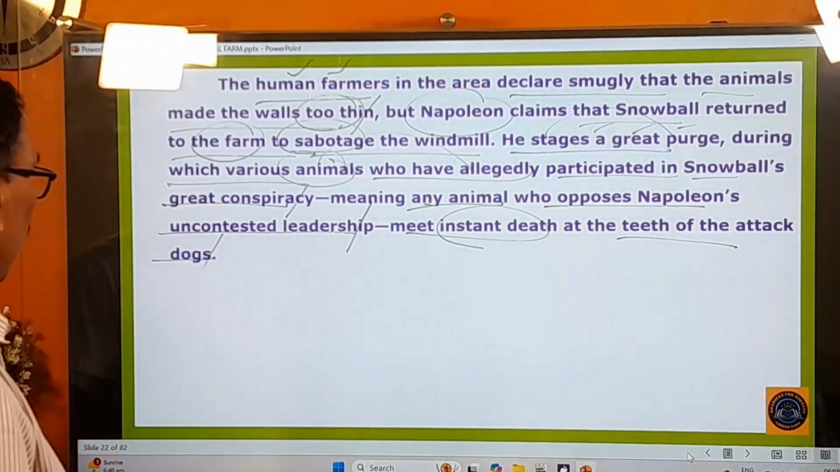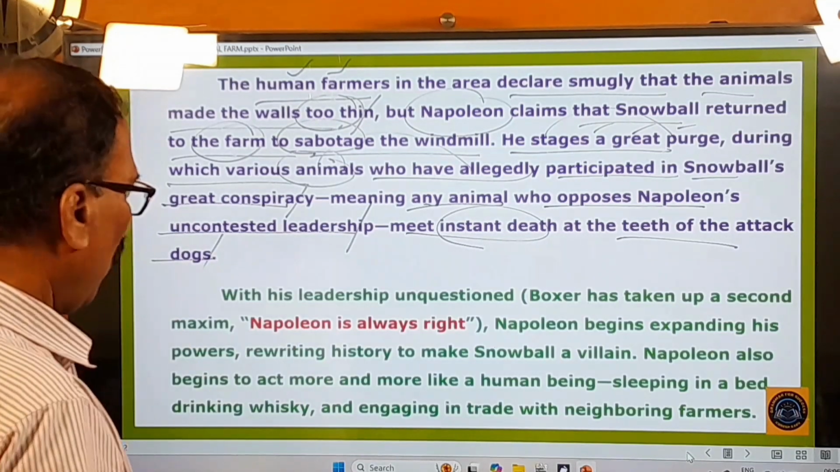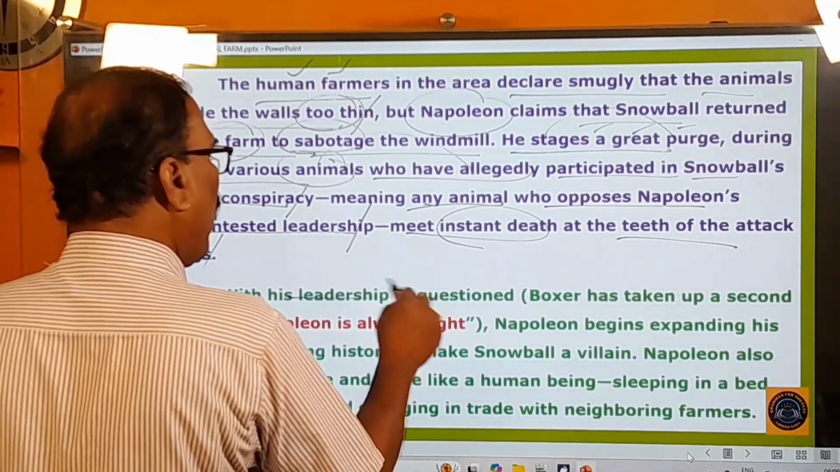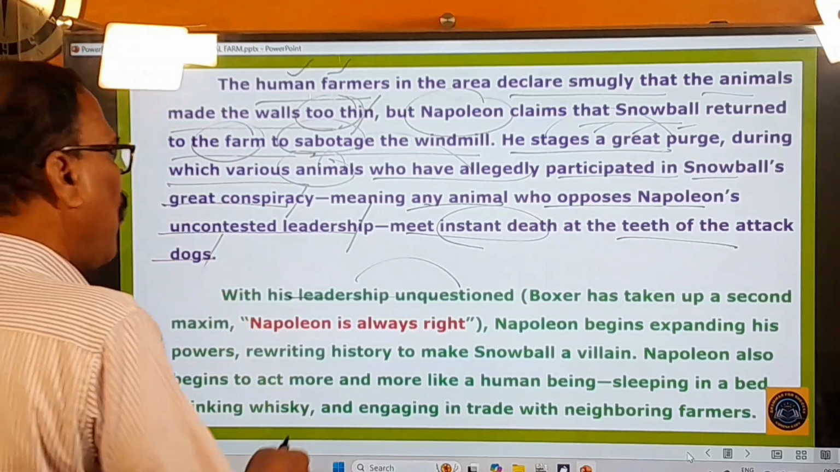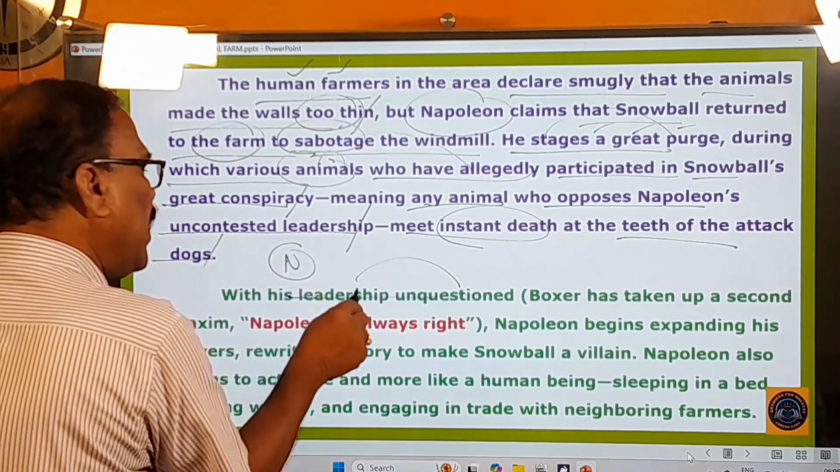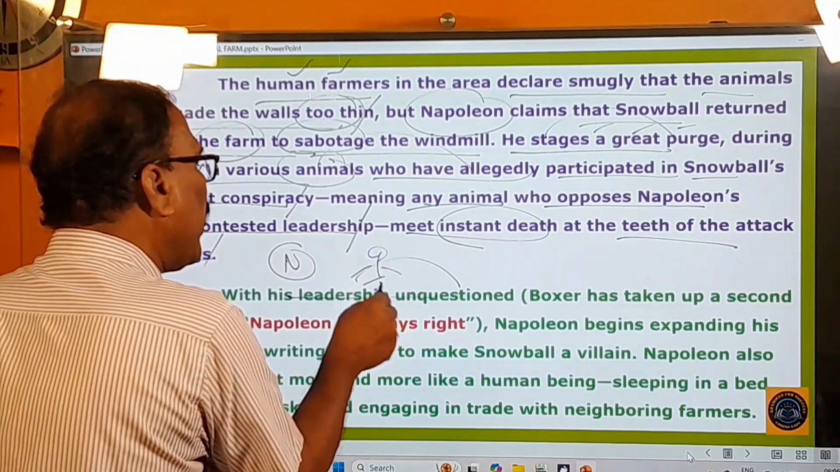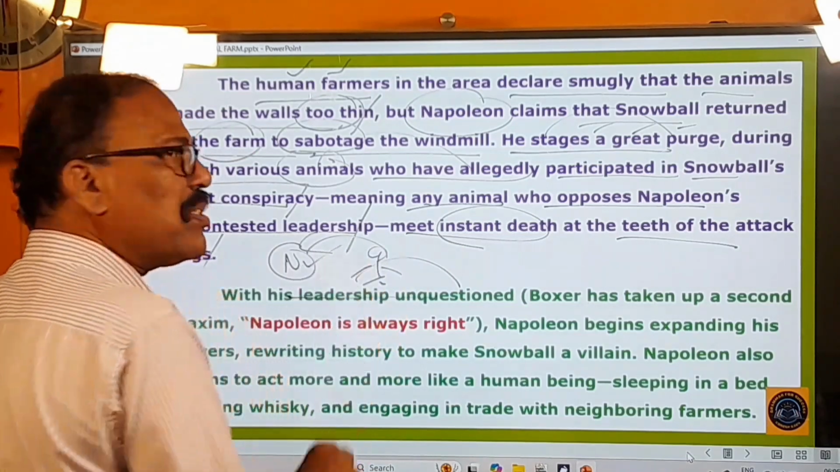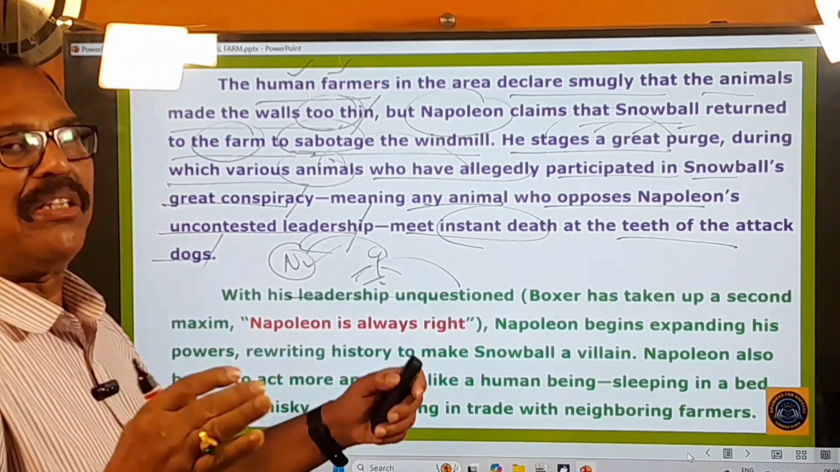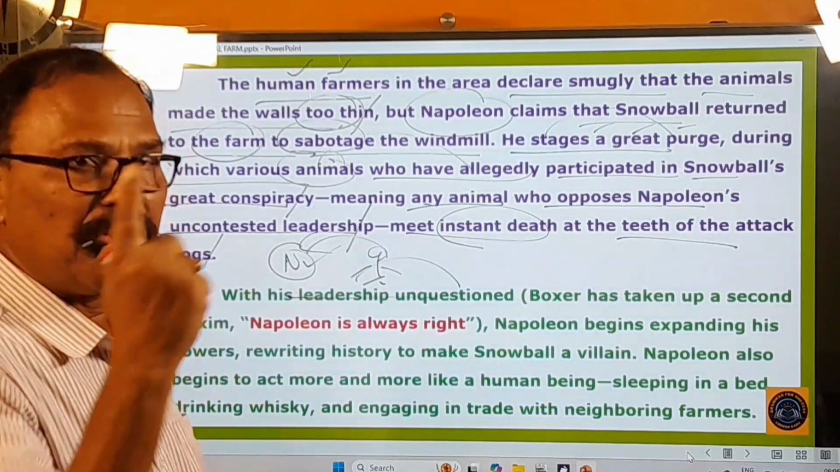Right, and here look at the meaning of this second paragraph. With his leadership unquestioned. Now what happened? Napoleon's leadership has become unquestioned. That means there is nobody who can oppose the leadership of this Napoleon. He has firmly become the leader of that animal farm. So that thing has happened.